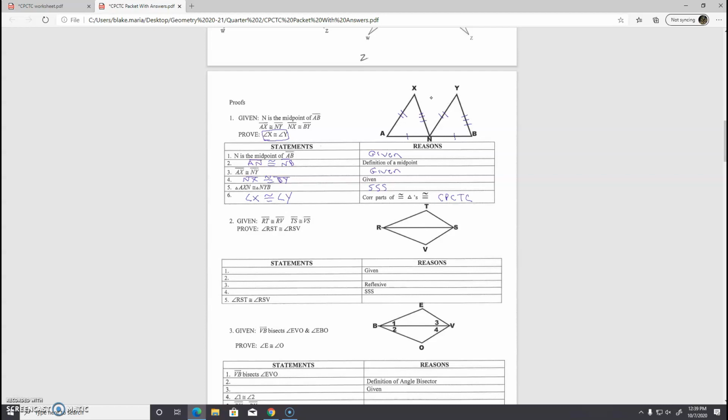So again, just work your way through these. Look at the meanings of things. Words like the word midpoint or the word bisect. Stuff like that, two equal pieces. Think about what they mean.